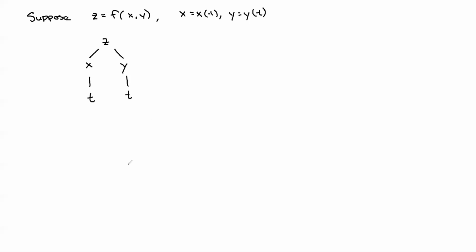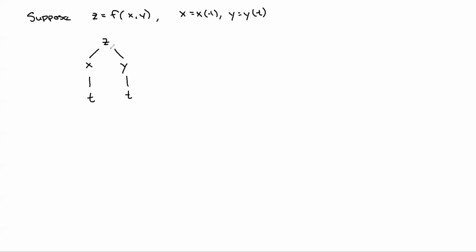All right, so let's suppose we had a multivariable function, z equals f of x, y, and we had x equals x of t, and y equals y of t. What would the tree look like? We'd start at the top of the tree with z, which is our final result. Then we work our way down. What is z in terms of? It's in terms of x and y, so we have two branches. And then x is in terms of t and y is in terms of t, so we have just one branch off of each.